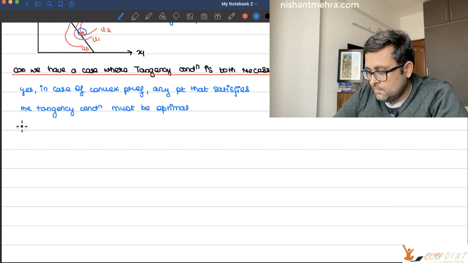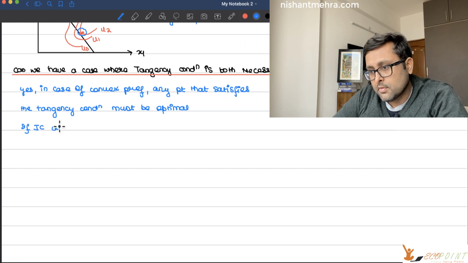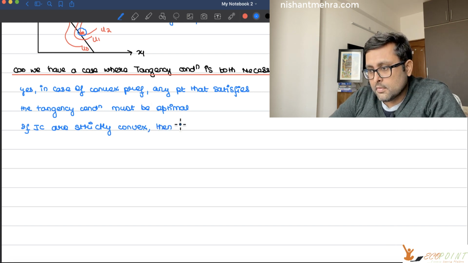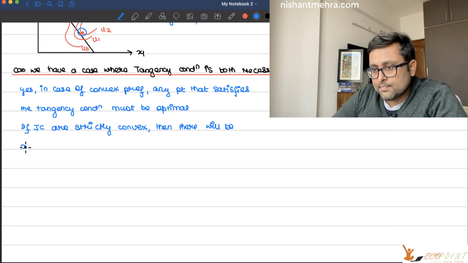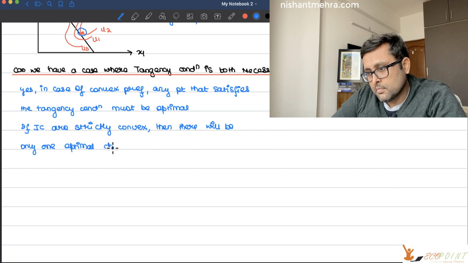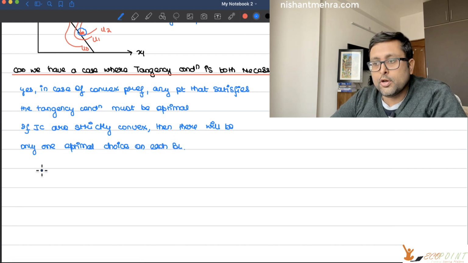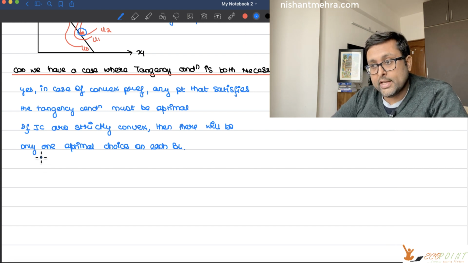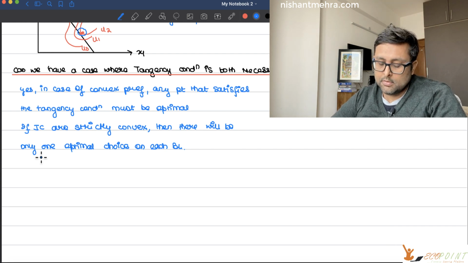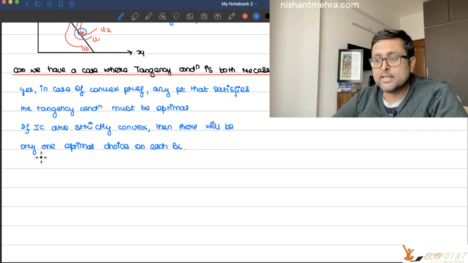So if ICs are strictly convex, then there will be only one optimal choice on each budget line. So only in case of strictly convex preferences is the tangency condition both the necessary and the sufficient condition. Otherwise, tangency is just the necessary condition, not necessarily a sufficient condition, right?